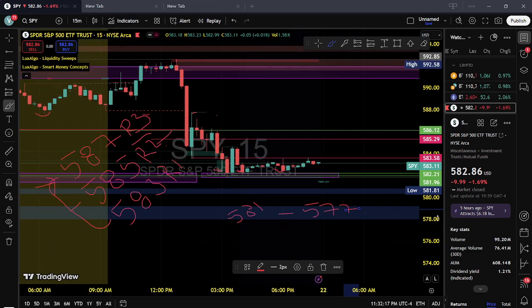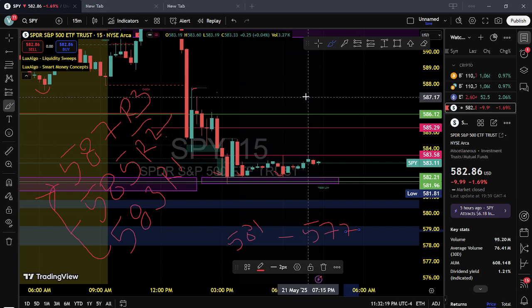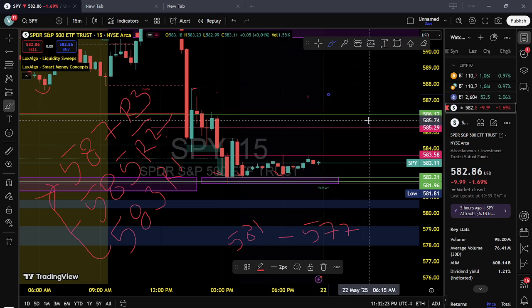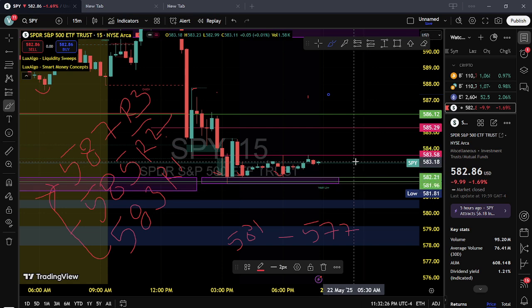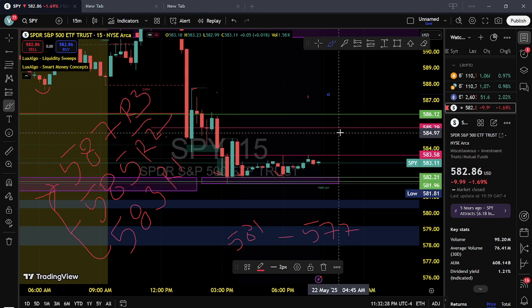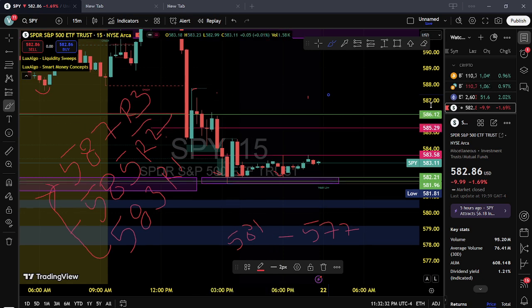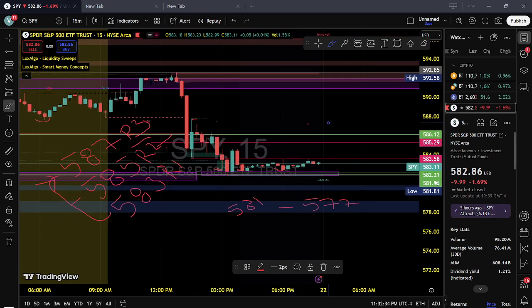So don't try to get trapped in the middle, right? Always try to wait for the market to form some structure in the morning, right? So just keep in mind, very clear. I try to break it down as much as I can, right?